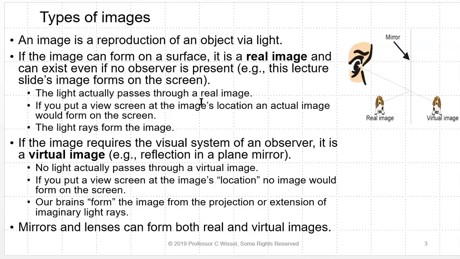A reflection in an ordinary plain flat mirror is a virtual image. No light actually passes through this virtual image. If you put the view screen at the image's location, no image would form on the screen. So if you put your head behind the mirror, there isn't anything there. Our brains instead form the image from the projection or extension of the imaginary light rays. Mirrors and lenses can form both real and virtual images.